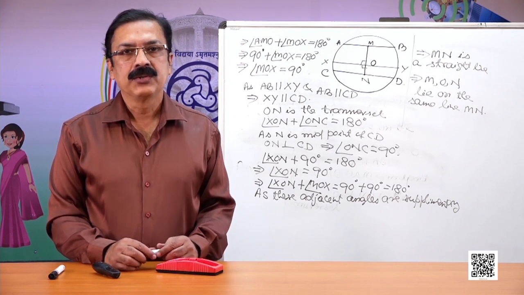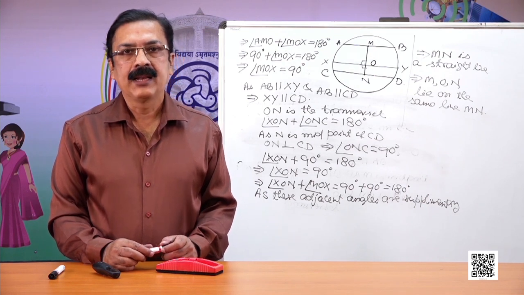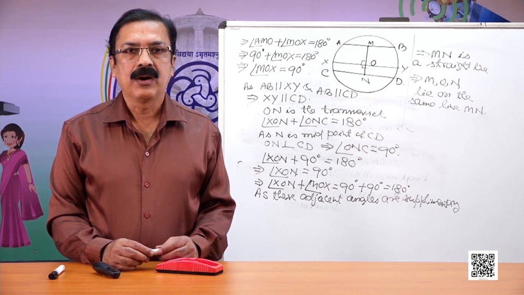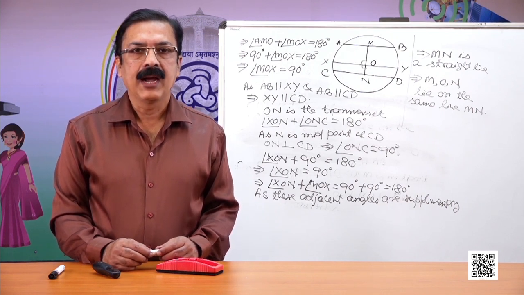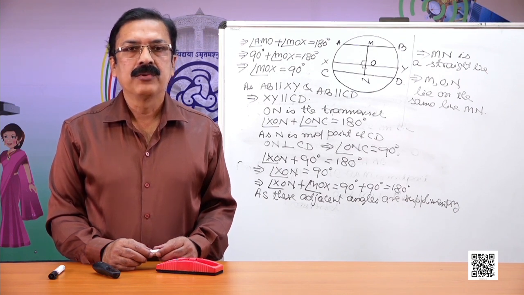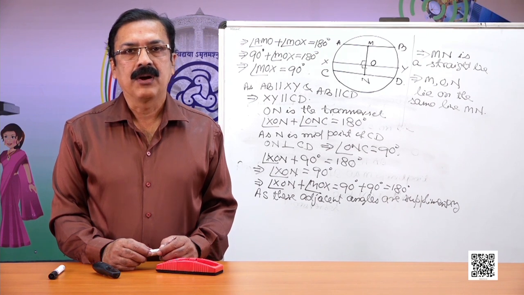Dear students, today we discussed that the line drawn from the center perpendicular to the chord bisects the chord, and the bisector of a chord through the center is also perpendicular to the chord.